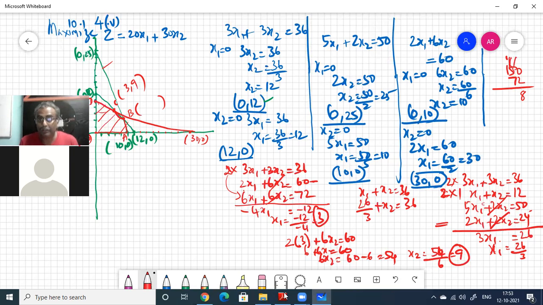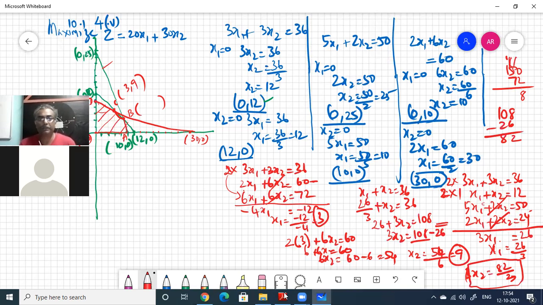Multiply by 3. 26 plus 3x2 is equal to 108. So 3x2 is equal to 108 minus 26. 108 minus 26 will be 82. So 3x2 is equal to 82. x2 is equal to 82 by 3.